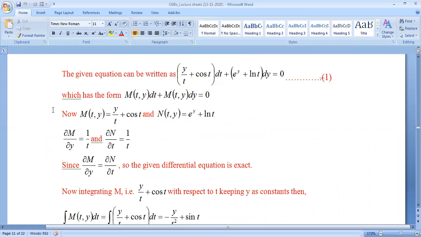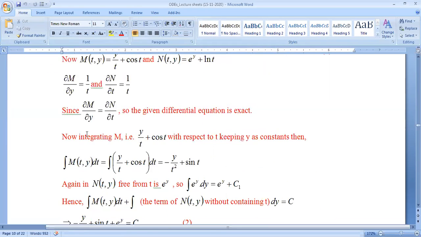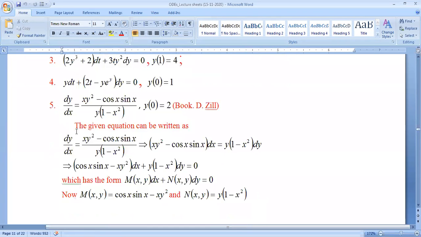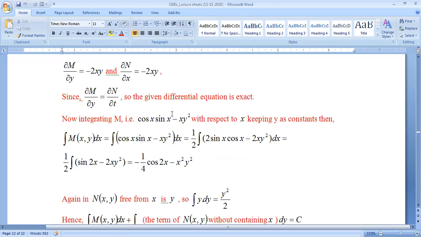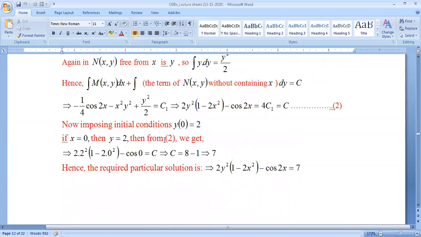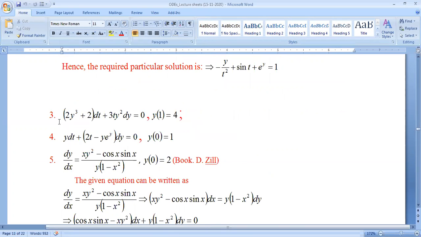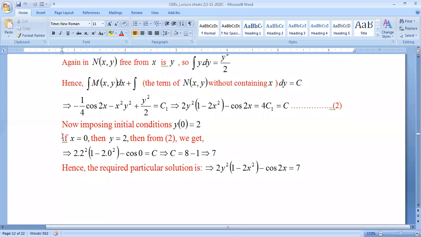We have solved initial value problems and exact differential equations, numbers 1 and 2, in this lecture. Now, homework for you: 3, 4 and 5. This is from the Jill book and I have solved it. For example, dy/dx equals this, for x equals 0, y equals 2. You can use the same process and we get the particular solution of this differential equation. Now 3 and 4 will be your homework. Initial value problems, you have to practice.